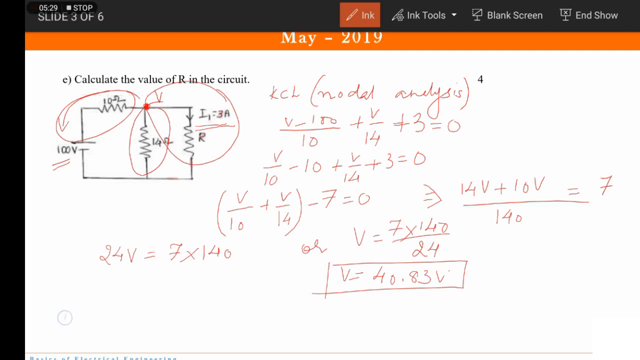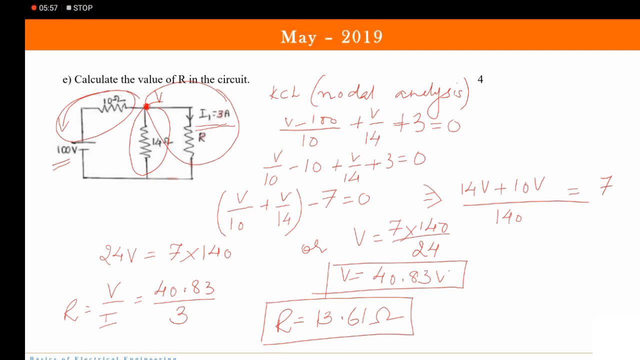Now we are not asked to calculate V. We have to calculate R. So how are we going to calculate R? By using Ohm's law, and it is going to be V by I. So V we have calculated, I was already given. So it becomes 40.83 upon the current, which was 3, right? So the value of R comes out to be 13.61 ohms. So this is the answer.